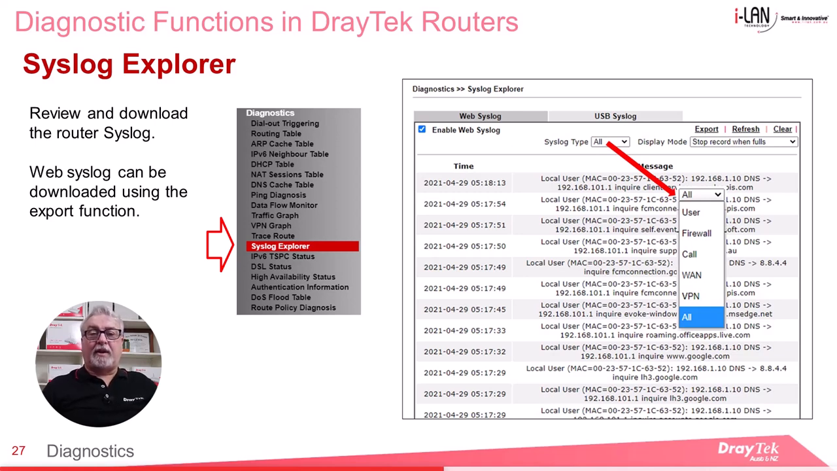The syslogs collected can be filtered by selecting one of the syslog types. Selecting all will display all the logs. If you only want to see the VPN logs, then you can just select the VPN filter. A maximum of 1,000 lines can be displayed here.